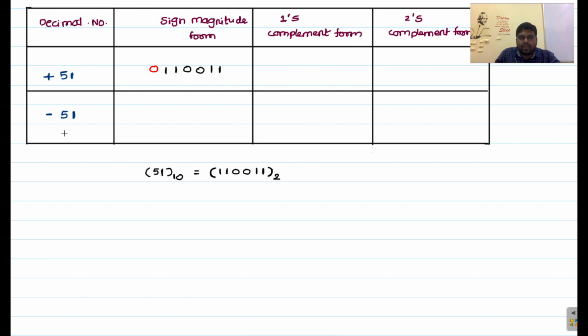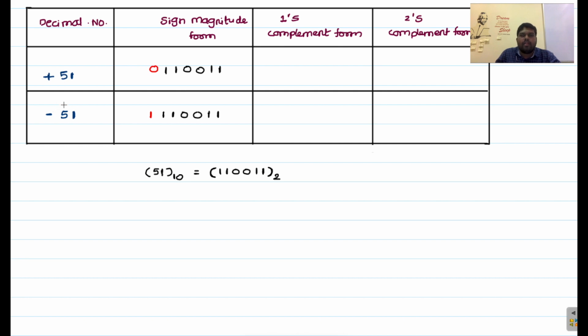Whereas in the minus 51 case, in sign magnitude form the sign bit is 1, so that 1 indicates a negative number, right? So I am replacing this 0 with 1. And the remaining magnitude bits are the same, that is 110011, clear? Only the sign bit will be changed in sign magnitude form for plus 51 as well as minus 51.